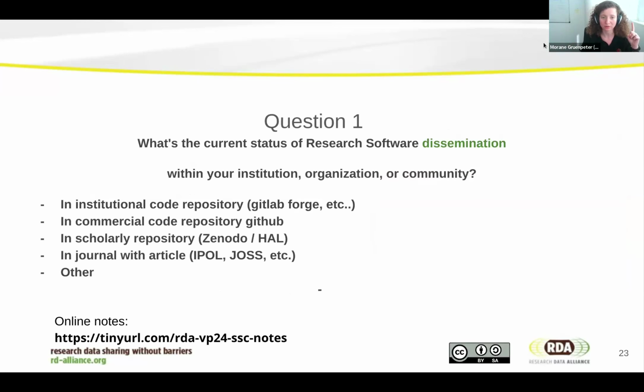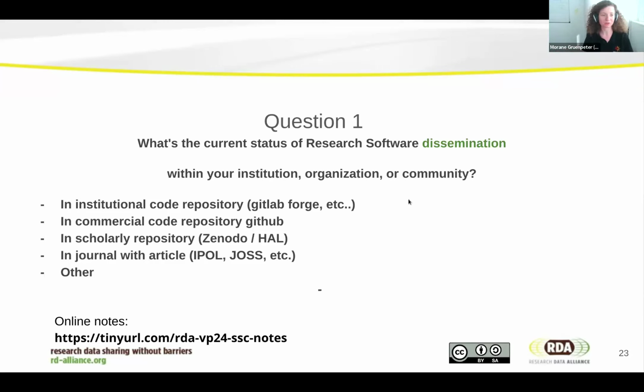So first question, and you'll do it on the document, is what's the current status of research software dissemination within your institution, organization, or community? So I've noted a few options, but you feel free to write whatever you want on the document.